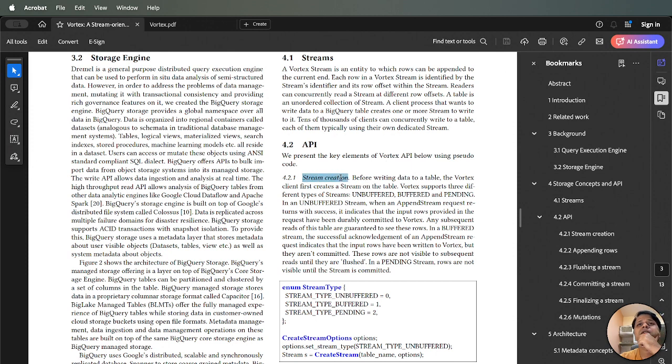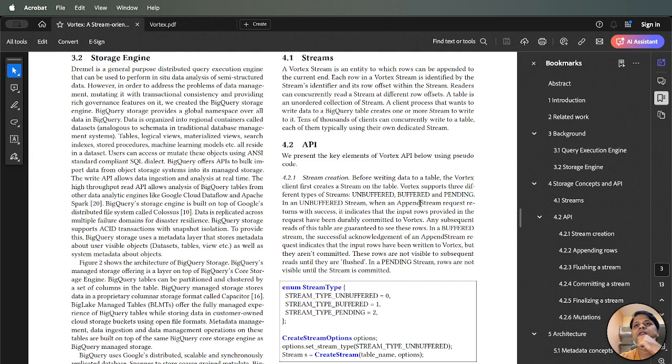Stream creation. First API is for the stream creation. If you see, it talks about three types of stream creation. One is unbuffered. When it creates the unbuffered stream, there is one append stream. The append stream is for all of the three. Let's just see what it does for the unbuffered.